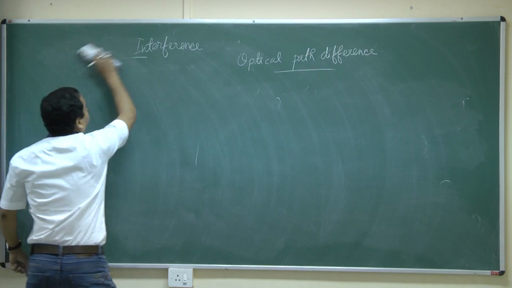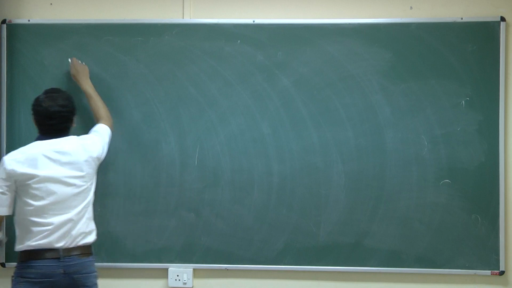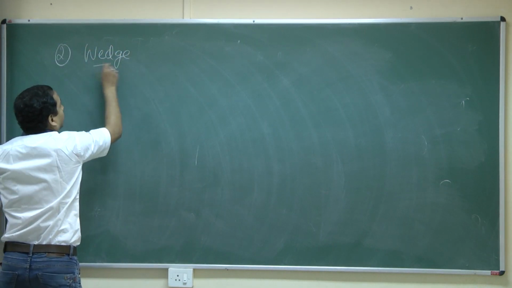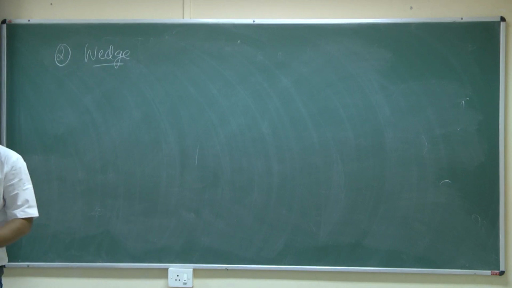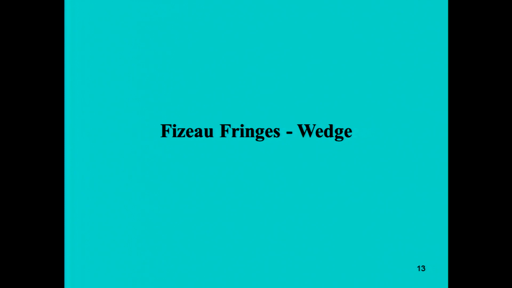Okay, then let us go to the next example. As I said, next is the wedge. The wedge case is much simpler, so let us look into the picture there. It is called wedge fringes.